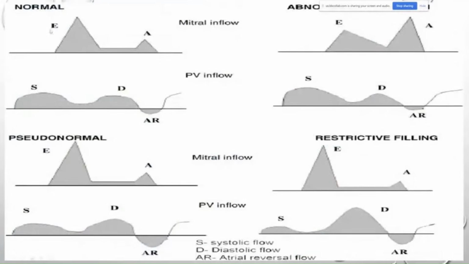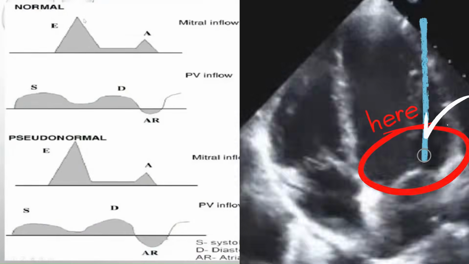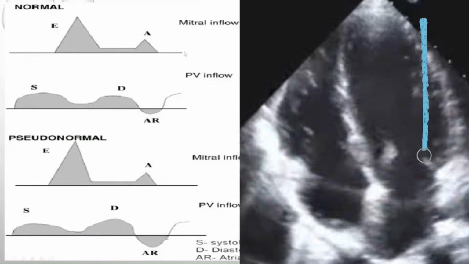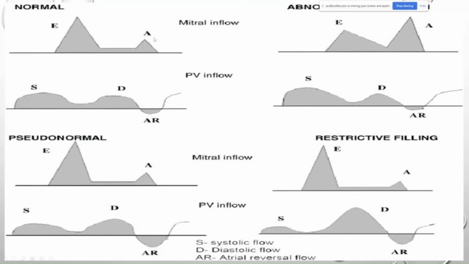So this is when you put the pulse wave Doppler at the tips of the mitral valve leaflets, not the pulmonary veins. Your E wave should be taller than your A wave if it's normal. If it's abnormal, like abnormal relaxation, your E wave is going to be shorter than your A wave. Under normal circumstances, when you put that pulse wave into the pulmonary vein inflow, you're going to get your S wave, your D wave, and your A and R wave situation. And for an abnormal, this is what you're going to get here.